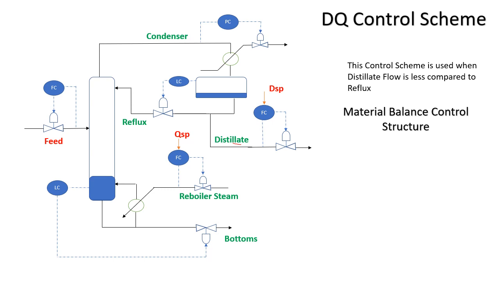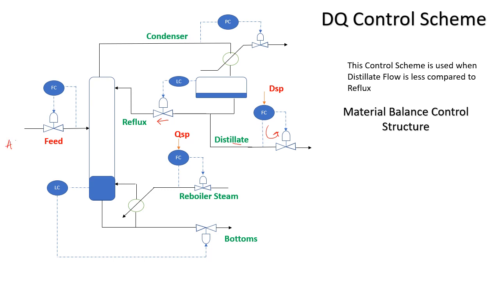We are basically controlling the distillate flow through a closed loop flow control, and the level, instead of getting controlled through the distillate, is getting controlled through the reflux. This is getting controlled through the reflux rate. This is because in many cases the distillate flow rate is very less, right? It happens when you have an impurity in the process.